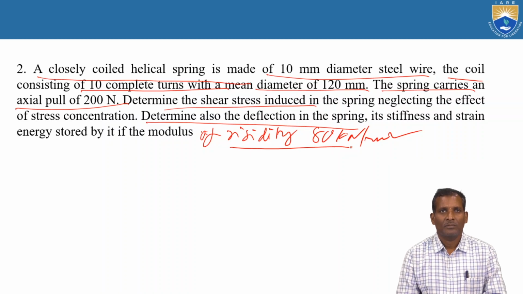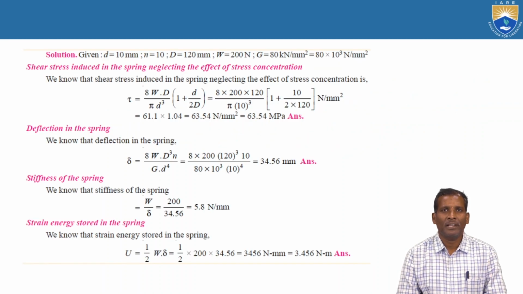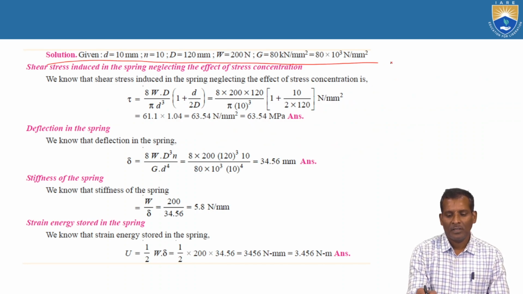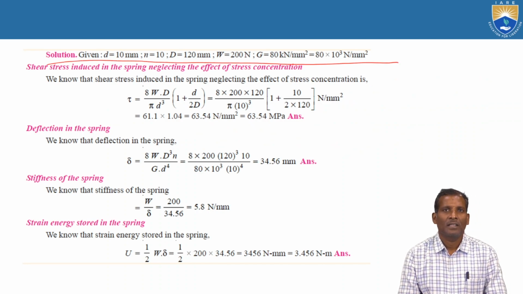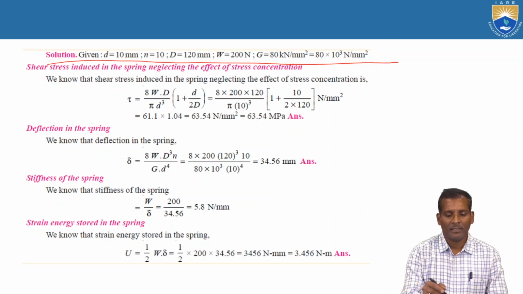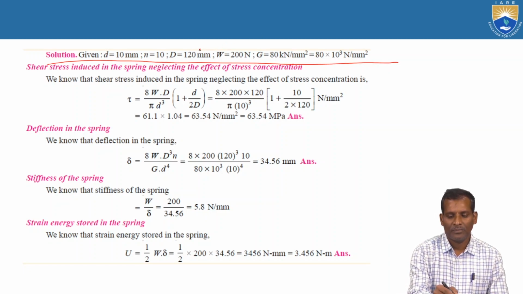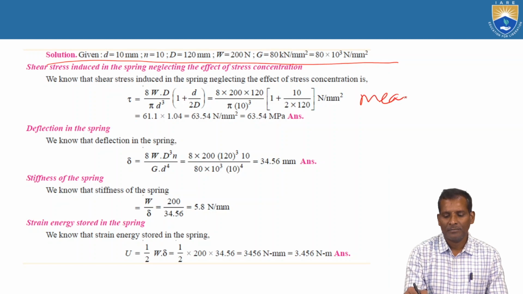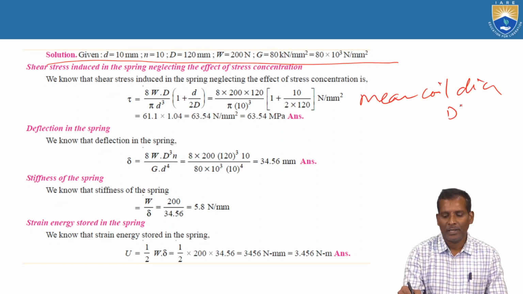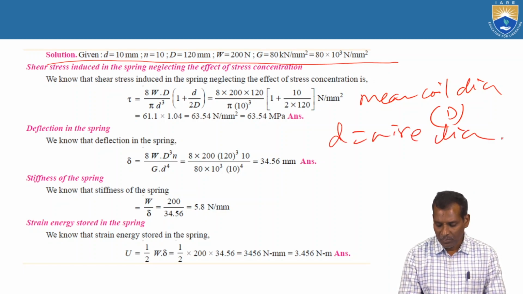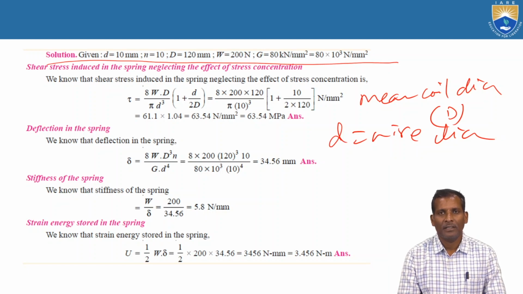So now write down the given data. Given data is: d is equal to 10 mm, and N is 10, and capital D is the mean coil diameter, and small d is wire diameter, and W is the load, and 80 kilonewton per mm square is modulus of rigidity.